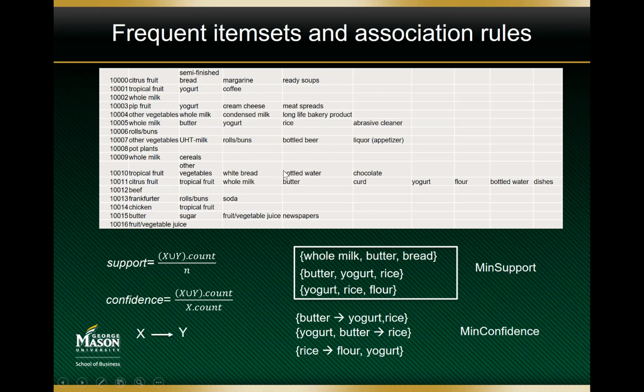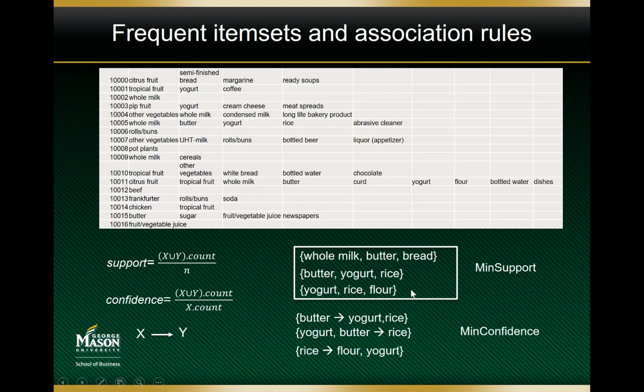So from this raw data, from these baskets or transactions, what we extract is frequent item sets. That's the first step. These are collections of items that occur in the transactions with some frequency, and they have to meet a minimum level of support. This is a percentage, a number between 0 and 1. So only item sets that are above this threshold in terms of their occurrence in the data set are extracted.